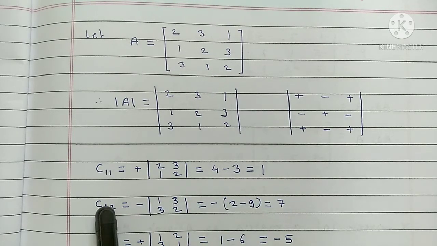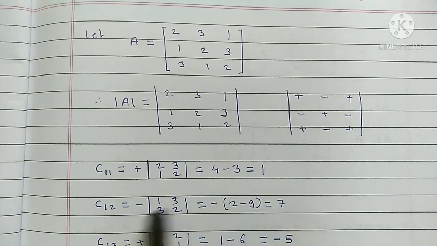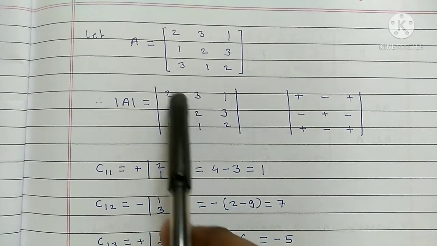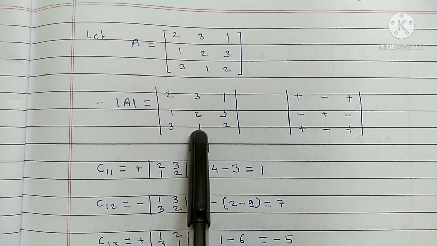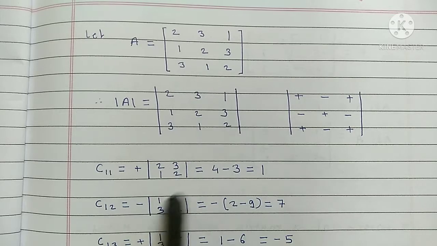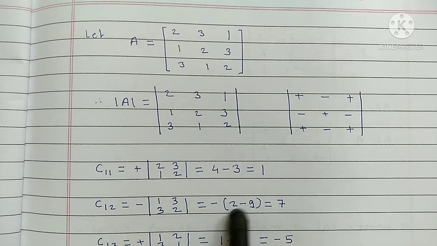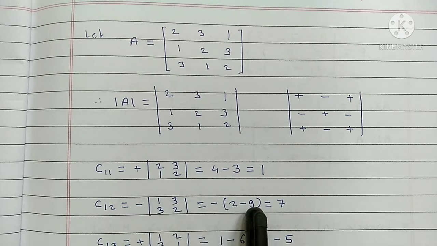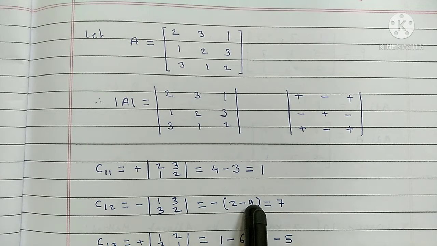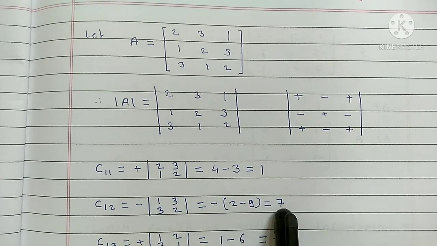Then next is C12. Second element's corresponding sign is minus. It is in first row, second column. So delete first row and second column. So it is 1, 3, 3, 2. So determinant of 1, 3, 3, 2: minus sign, 1 into 2, 2, minus 3 into 3, 9. So 2 minus 9 is minus 7. And this minus, so minus minus plus 7.